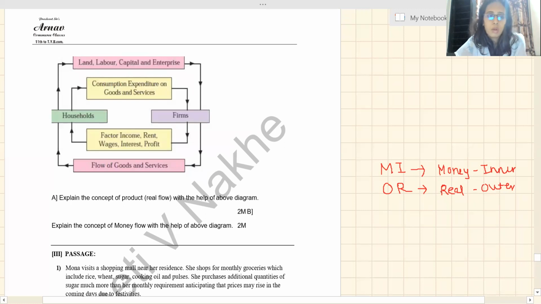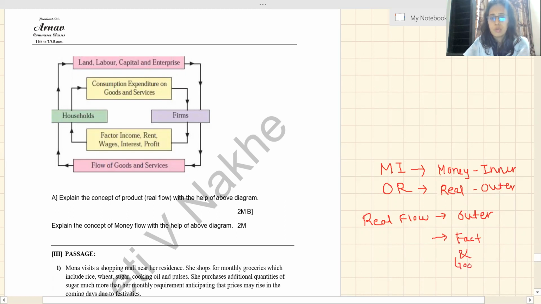What you will write, you can refer to that in the textbook, or you can write in your own words. I will just tell you in easy words. See, there are two sectors, household and firms. I'm talking about real flow now. Real flow means you have to talk about only the outer circle. Then you should understand factors of production and goods and services. You are going to talk about only these things. You are not going to talk about anything about money.